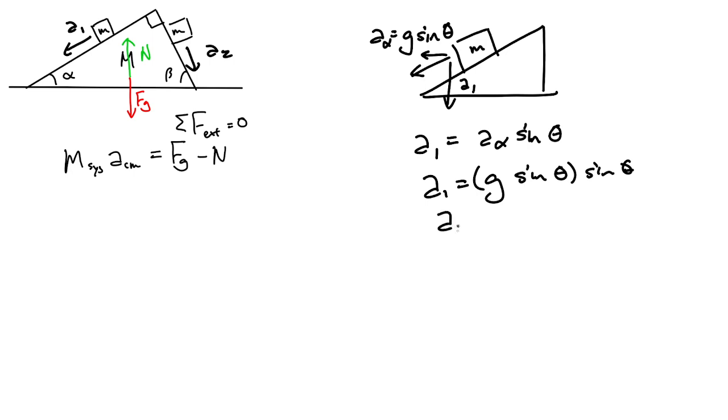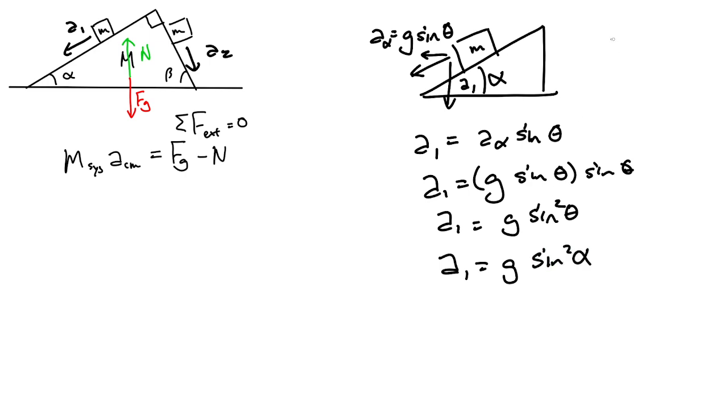which means that a1 is equal to g sine, oh sorry, not theta. Well, we can set it as theta for now: g sine squared of theta. But that theta isn't a theta. If we look back, this is actually an alpha. So that means that our a1 is equal to g sine squared of alpha.